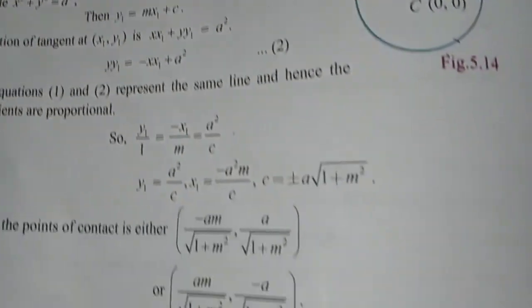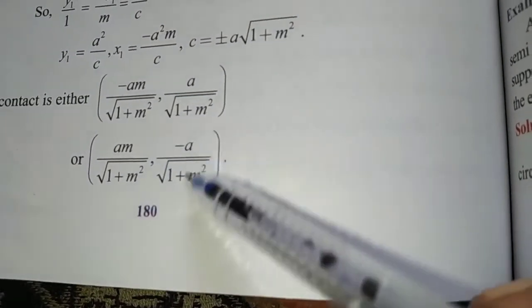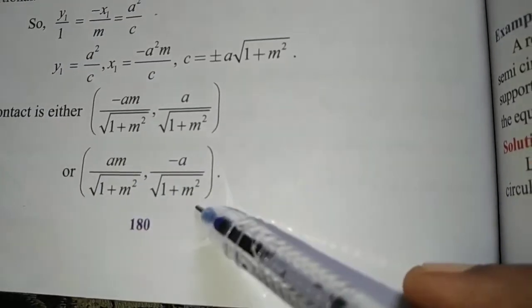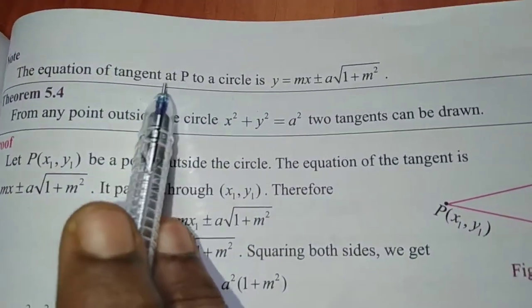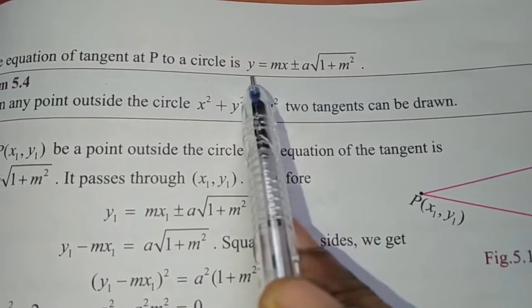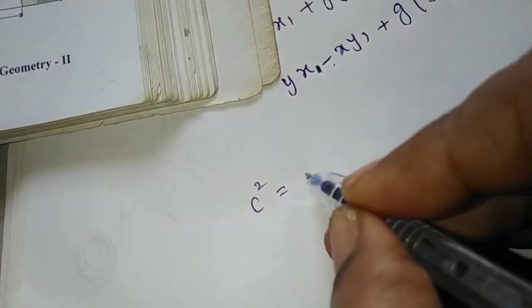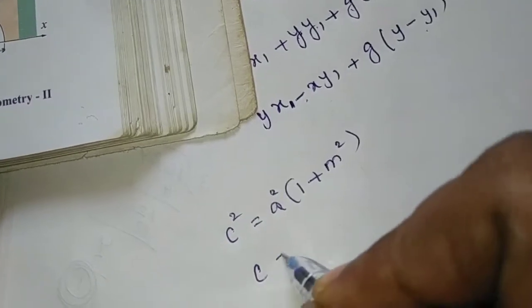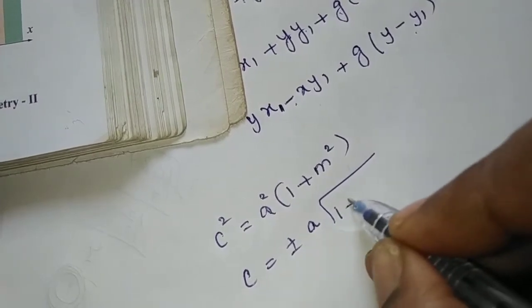The point of contact is a m by root of 1 plus m square comma minus a by root of 1 plus m square. This one is the point of contact. Now, another tangent equation: y equal to mx plus or minus a root of 1 plus m square. What is the value of c? The condition is c square equal to a square into 1 plus m square, so c equal to plus or minus a root of 1 plus m square.